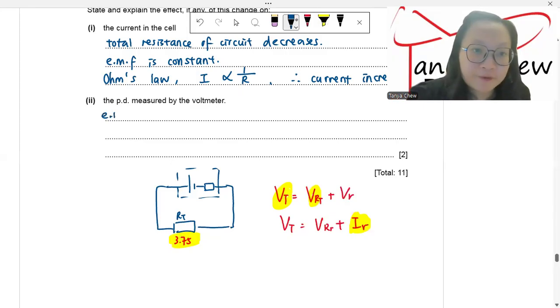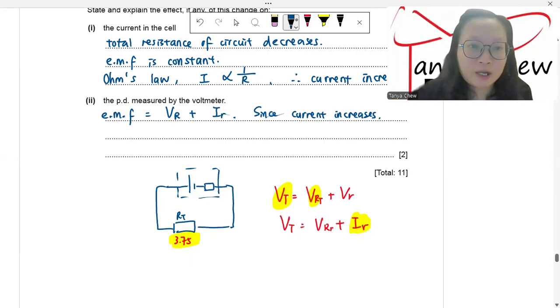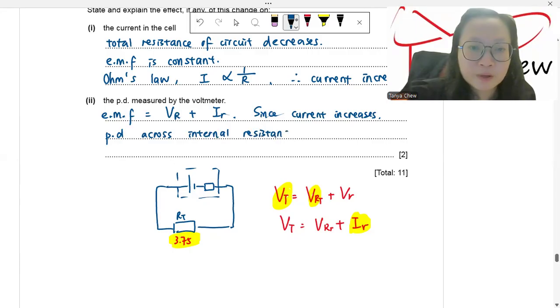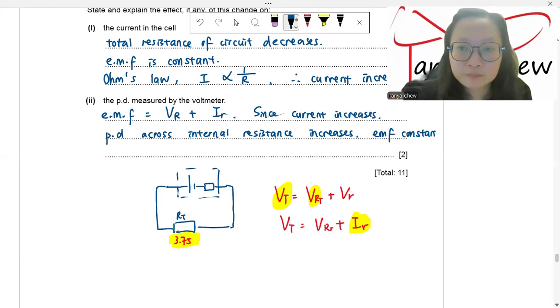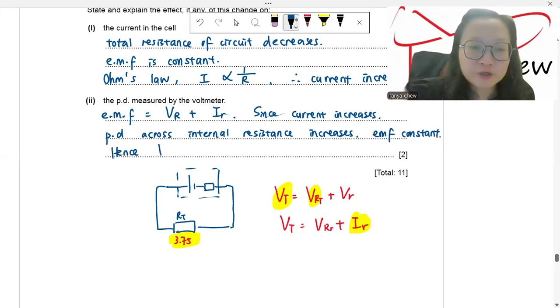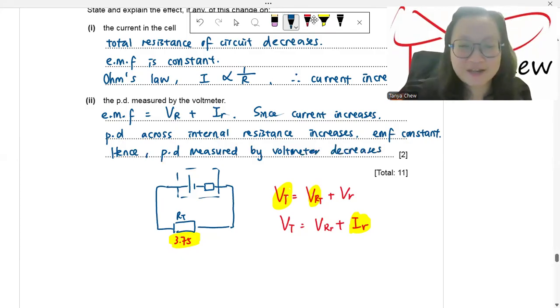So I say EMF is equal to V across R plus IR. Since current increases, the potential difference across internal resistance increases. Therefore, EMF constant, hence the PD measured by the voltmeter decreases. That's the answer.